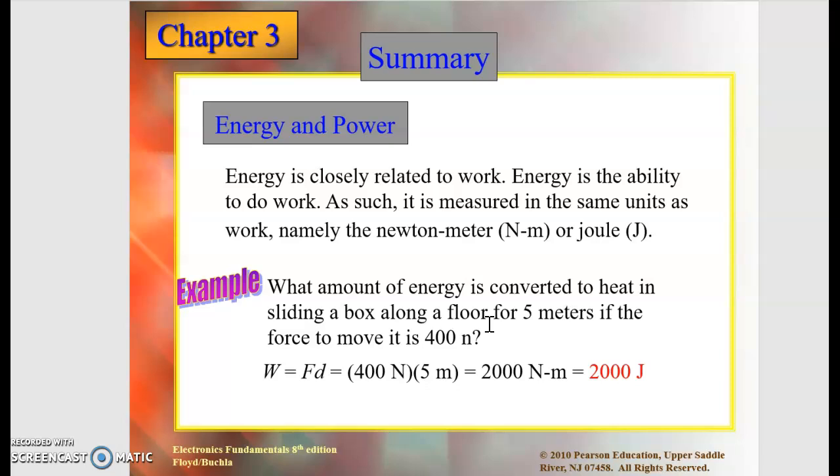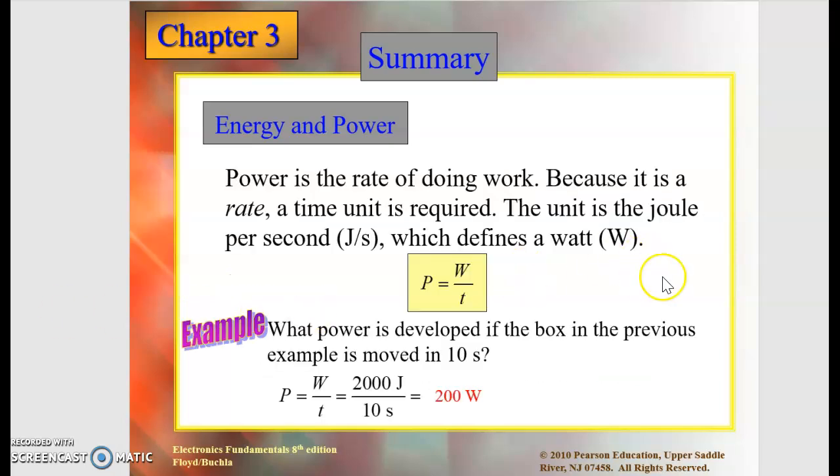For example, they are giving us an example here, where we have a distance of 5 meters and we are going to apply a force of 400 newtons. We just multiply them, and we get the work or the energy required for us to move this block for 5 meters.